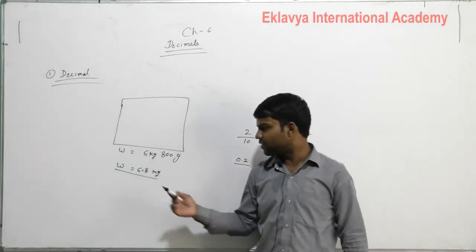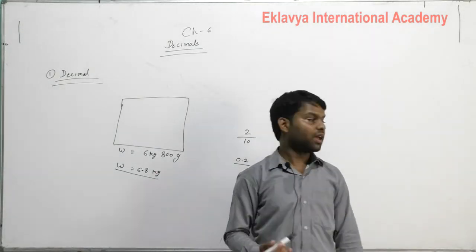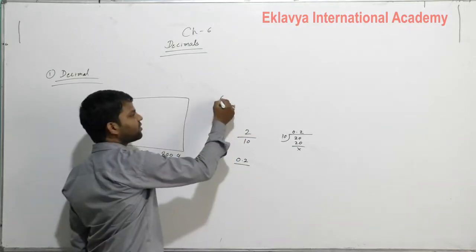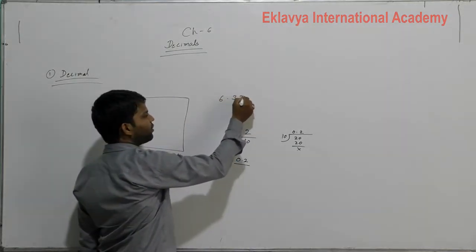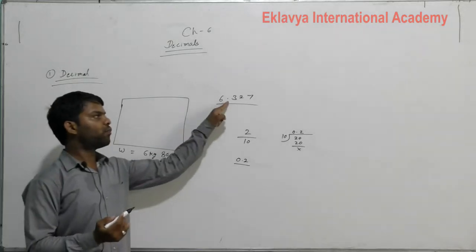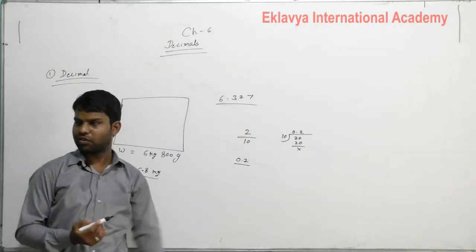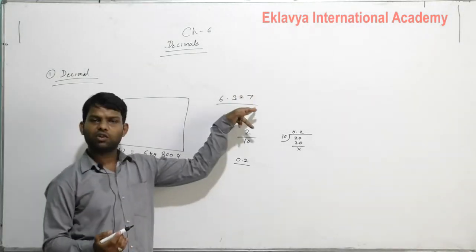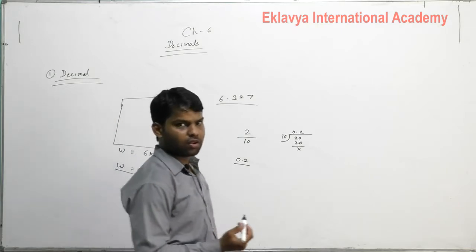And how to read this? 6.8. If a number is like 6.327, then how will we read it? 6.327, not 327. Okay students.